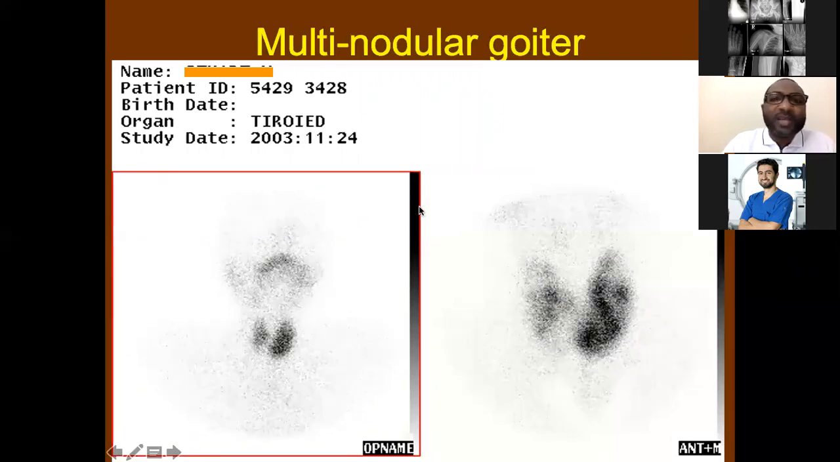So if this patient's thyroid function test is hyperthyroid, i.e. if the patient has symptoms of hyperthyroidism and the patient has an increased T3, T4 with suppression of TSH, then this is referred to as a toxic multinodular goiter.